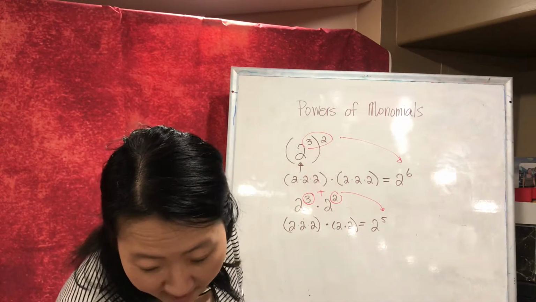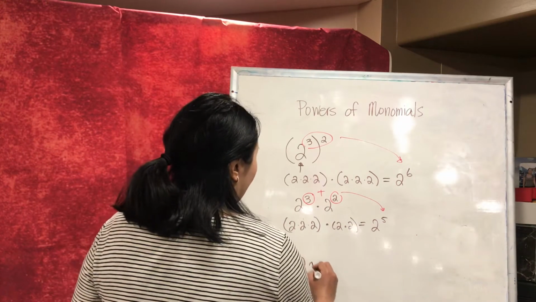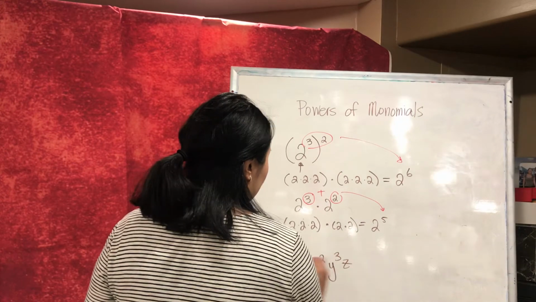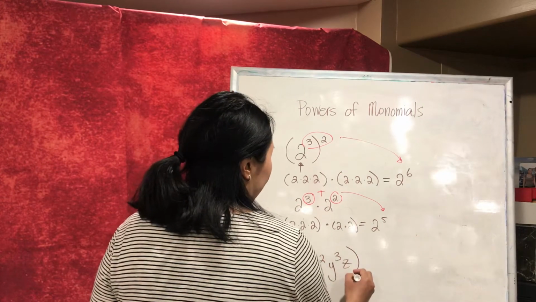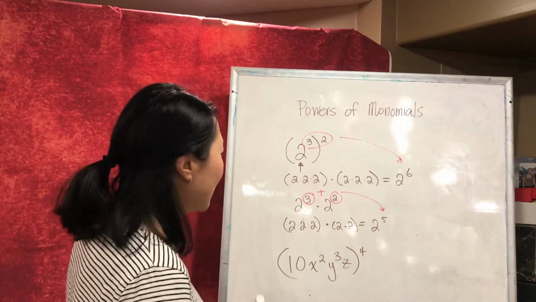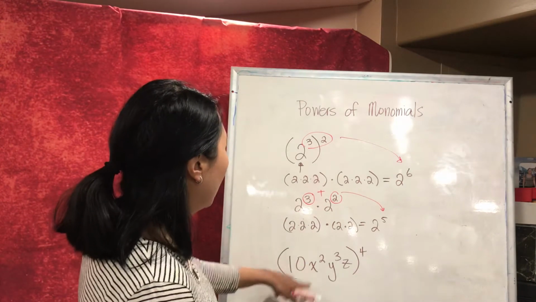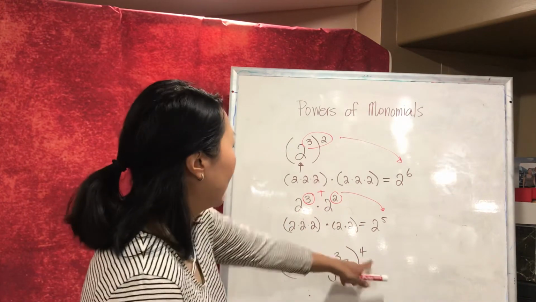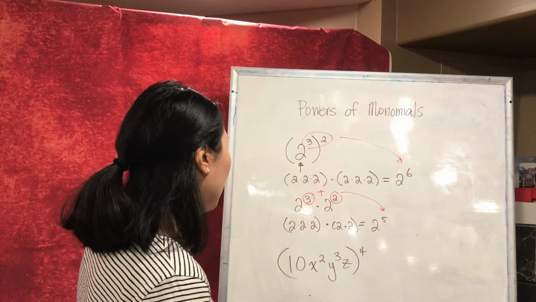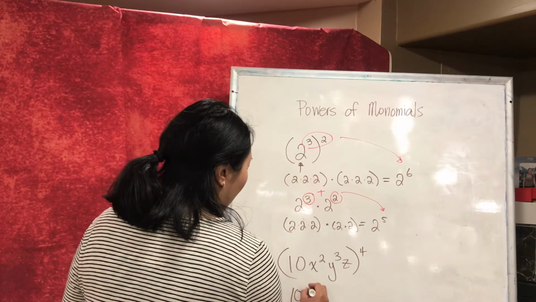So let's say that we have something like 10x squared y cubed z, and this is all raised to the 4th power. Okay, so this might look confusing, but it's actually not. Every part of this monomial is going to be raised to the 4th power. So we're going to start with the coefficient, which is 10. So this would equal 10 to the 4th power.